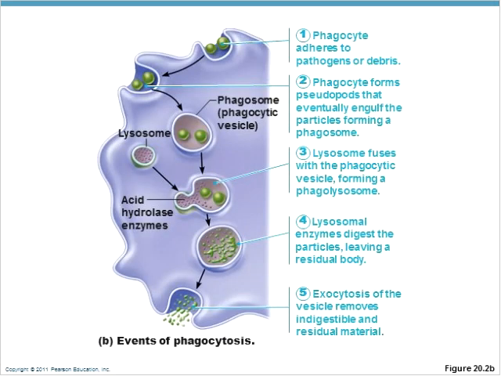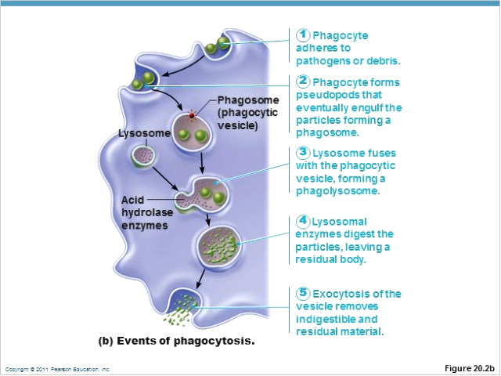So let's talk about the events of phagocytosis. Let's talk about that process that the phagocytic cell has to go through to actually commit phagocytosis. Let's see what this says. So here the phagocyte adheres to pathogen debris, and so you see those pathogens there, and it essentially encircles that pathogen, and through endocytosis brings it into the cell. So the phagocyte forms pseudopods that eventually engulf the particle and form that phagosome, that encapsulated little bag.